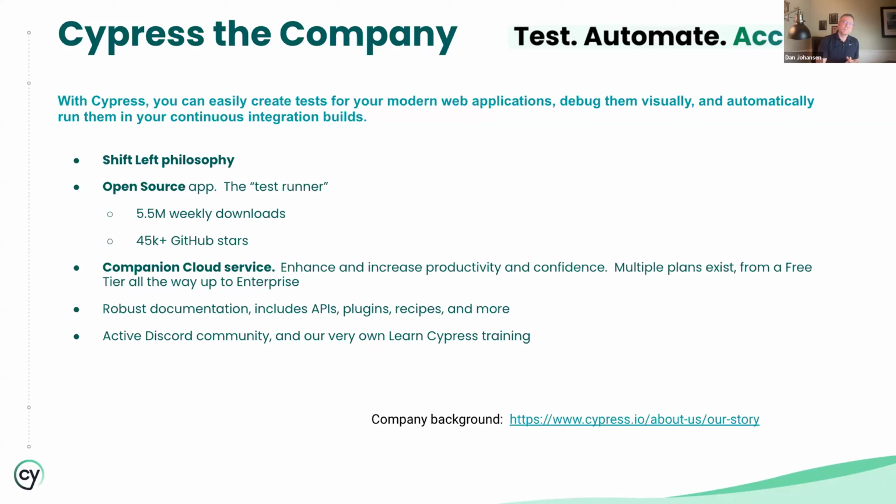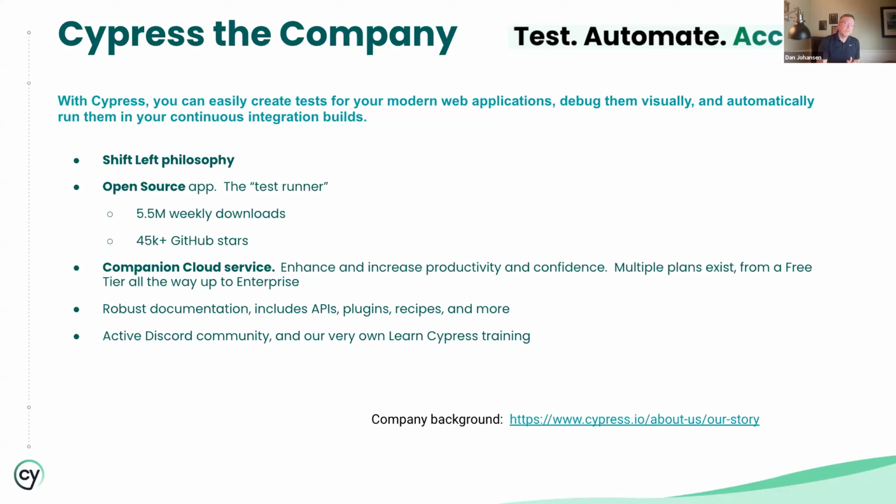But in addition to the application, we have launched, as many of you know, the cloud service, which is a companion to the Cypress app. The cloud service allows us to enhance and increase the productivity that we can offer. It is an online SaaS service, offered in many different plans, starting with a free plan all the way up to full-size enterprises. So based on what you're looking for, we have a plan that will suit your needs.